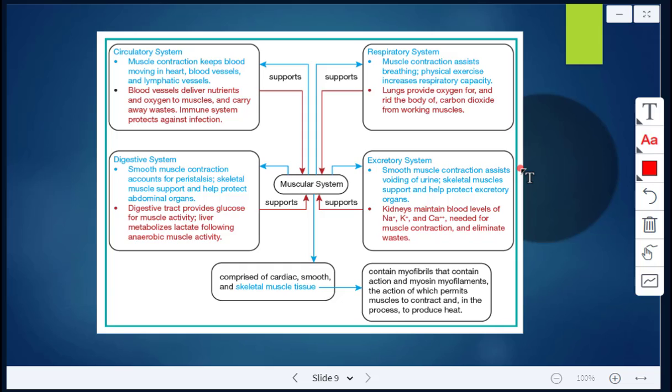And then the excretory system, the contraction of the smooth muscles assist with voiding the urine. The skeletal muscles will also support and help protect the excretory organs. And in turn, the excretory system, the kidneys, they maintain the blood levels of sodium, potassium, and calcium, which are needed for muscle contraction, and then they also eliminate the wastes.